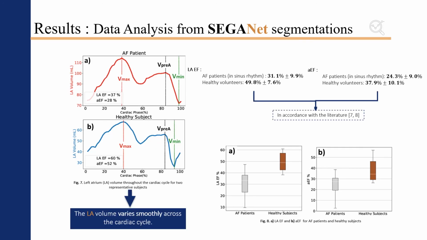In data analysis, we calculated the volume across the cardiac cycle, and as you can see in figure 7, the LA volume varies smoothly, as expected. The values for LAEF and AAF are in accordance with the literature, and in figure 8, as expected, we can see a variability in AF patients and healthy subjects for both LAEF and AAF.